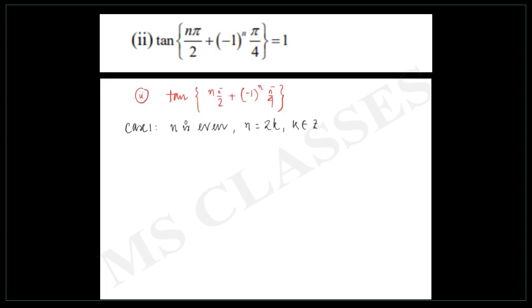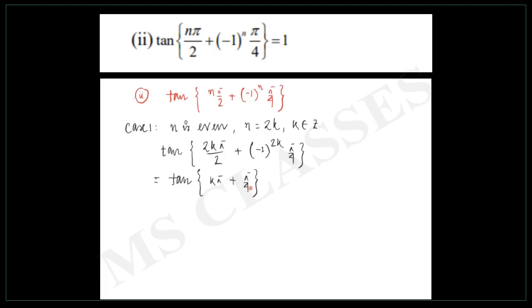Now when n equals 2k, what do we have? Tan of 2k pi by 2 plus minus 1 to the power of 2k pi by 4. So here I have assumed n at first an even number, n equal to 2k, k belongs to Z, because you know when it is an even number, it will be a multiple of 2. Now after that, what can we write? Tan, this will be k pi plus pi by 4, because the 2 cancels out.